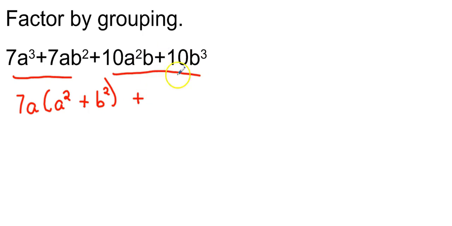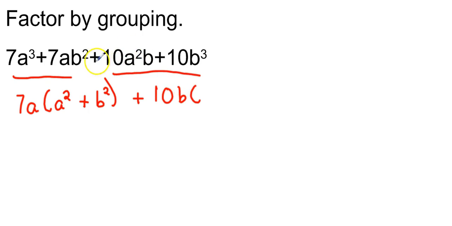Plus, now I'm looking at the second group. Okay, what can I factor out of everything? This is a 10, and that also has a 10, so 10 can be pulled out of everything. This is an a, no a in there. B cubed, oh, I can pull out a b. 10b can come out of every term.